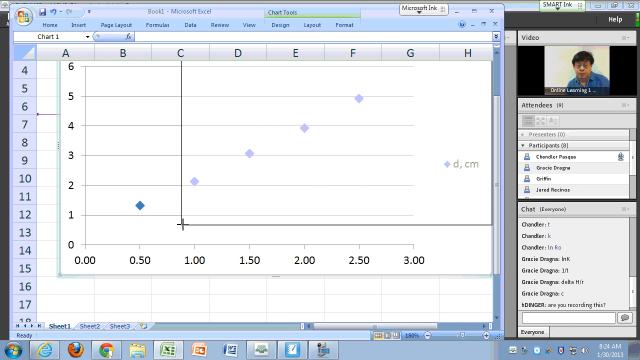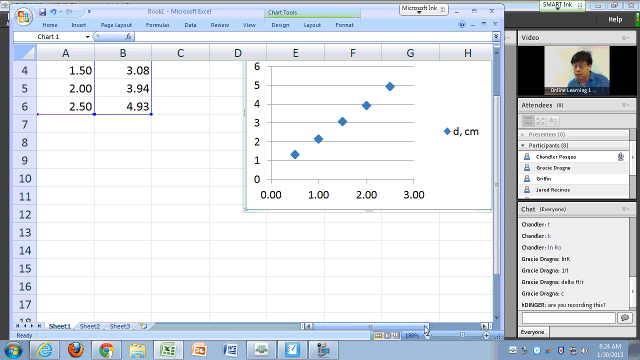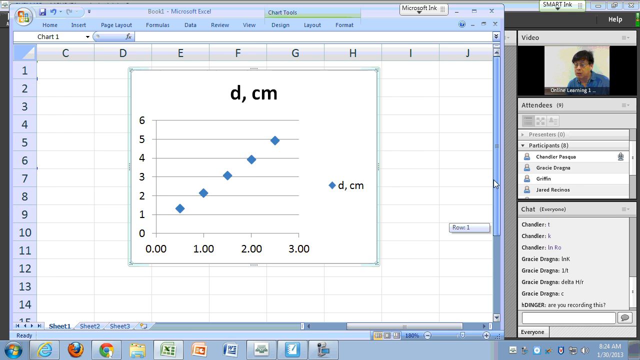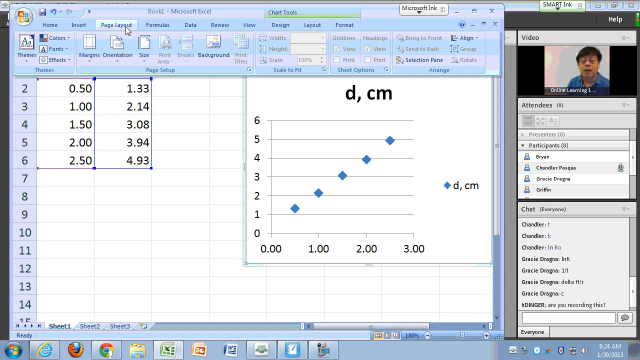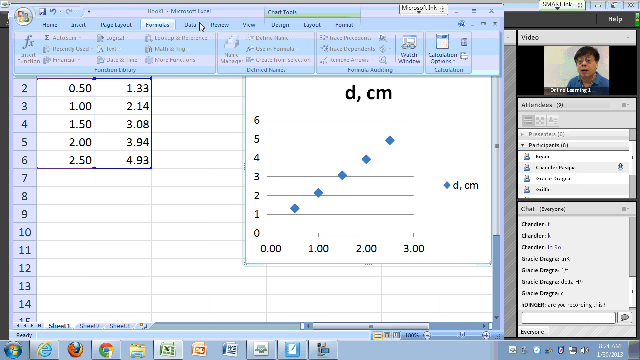Now, Excel usually tries to figure out what you want to graph, and sometimes it doesn't get it right. So the best thing to do is, if you have a chart, okay, you need to, okay.